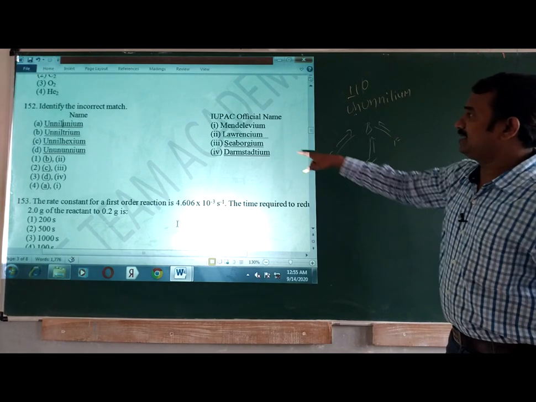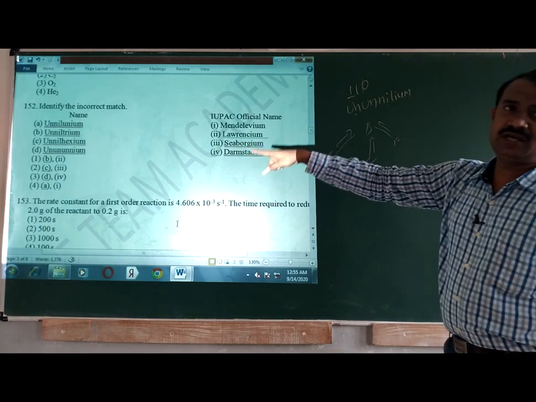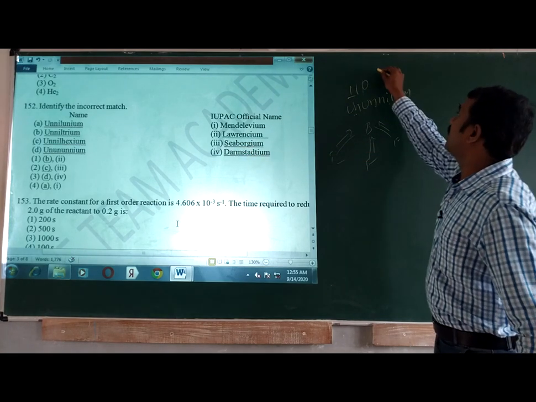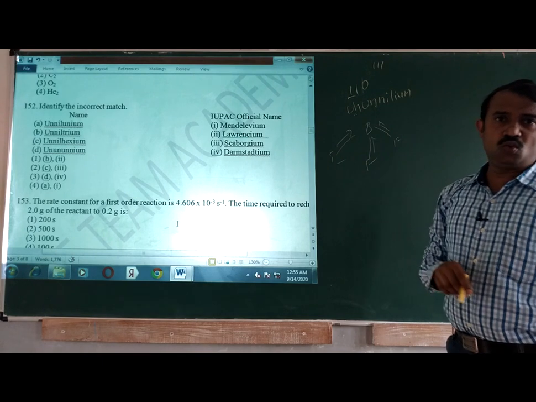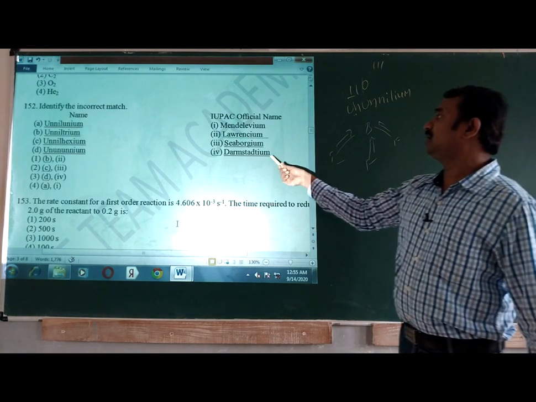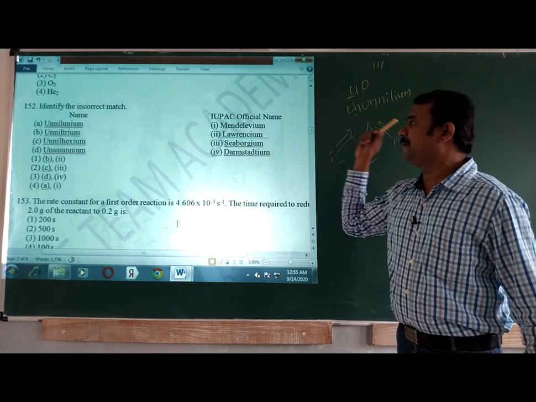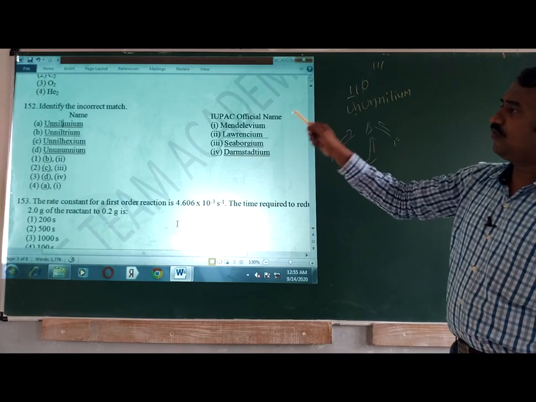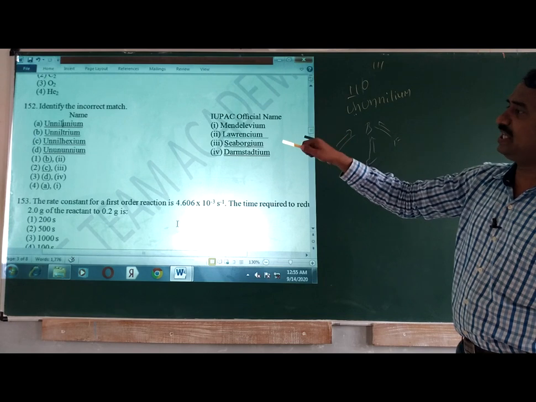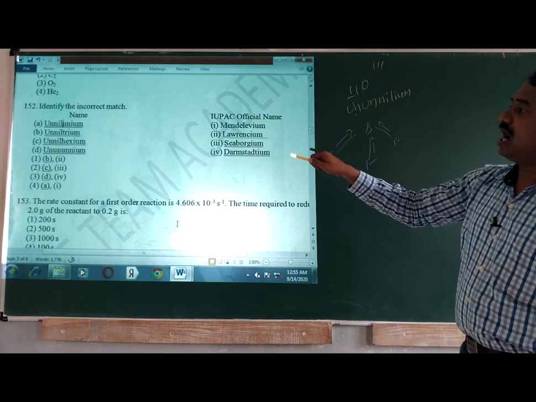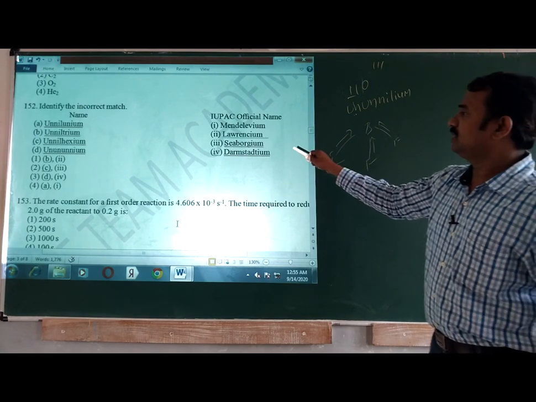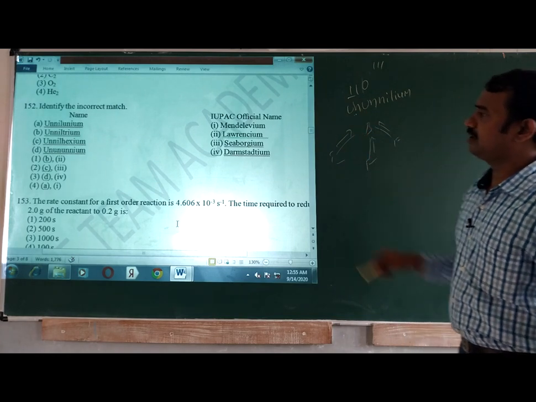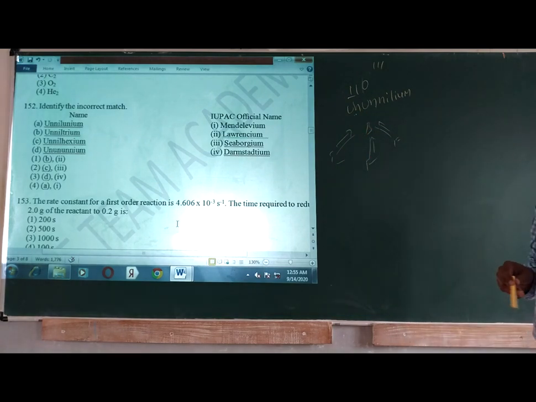Okay. But here they are given uranium, means here the 111 is there, but here the darmstadtium is not matching. Option first one is A is 1, B2, C3, D4. Here the option 4 is a wrong answer. Okay, incorrect answer. Next one.